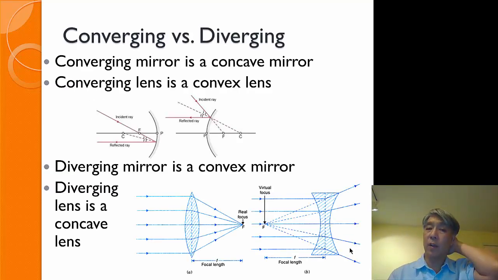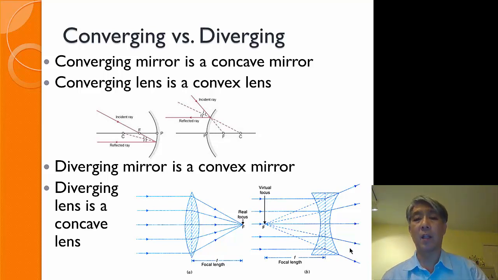So, just to remind ourselves about the difference between converging versus diverging. Converging brings the light rays to a single point, the focal point, whereas diverging actually spreads the light rays out instead. So the light rays will look like they're coming from the other side of the lens or mirror. Converging mirrors are concave, converging lenses are convex. So they're a little bit of an opposite there. Same with diverging: the diverging mirror is convex and the diverging lens is concave.